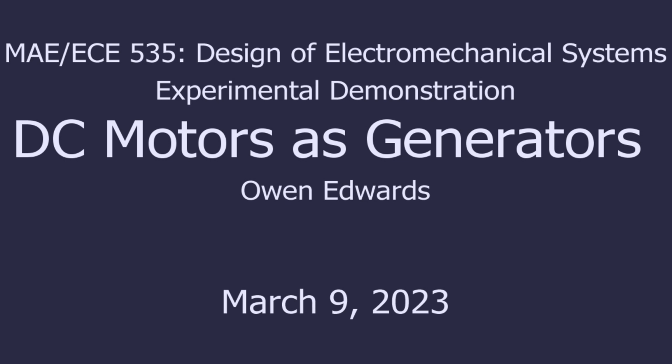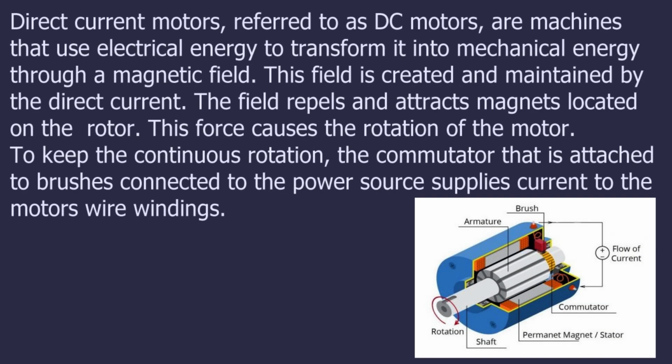Design of electromechanical systems experimental demonstration. DC motors as generators. Direct current motors, referred to as DC motors, are machines that use electrical energy to transform it into mechanical energy through a magnetic field.